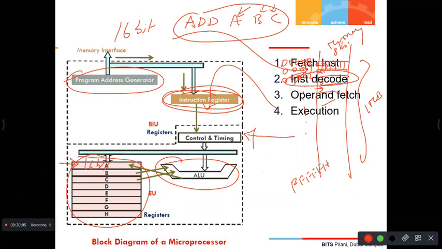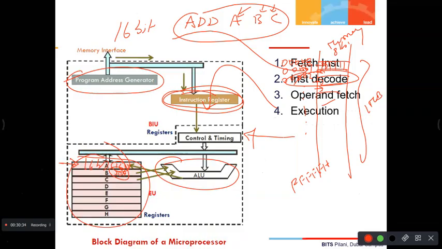After instruction decode, it needs operands, right? Where are the operands? See, B and C. Suppose B and C are the operands and A is the result. That means in B you have one operand, say 16H, and in C you have another operand, 30H. So the microprocessor will take one operand from here, another operand from here. And where does it store the result?